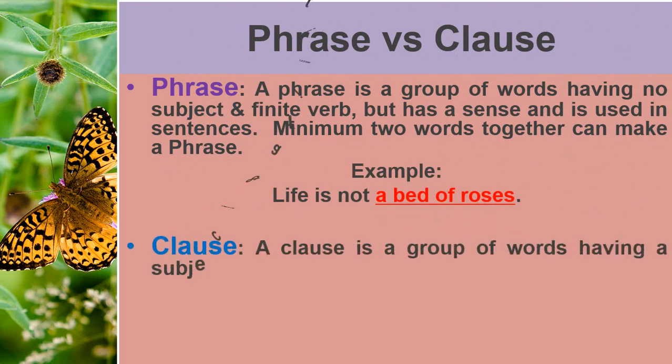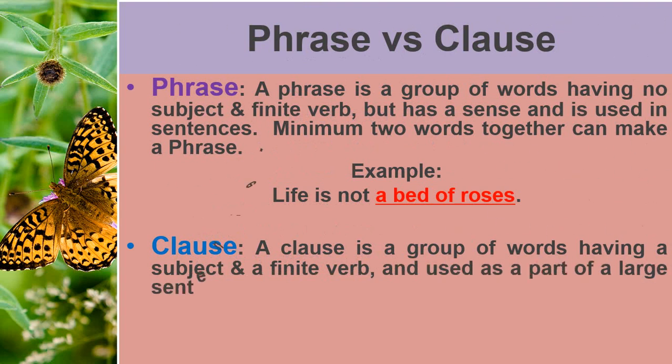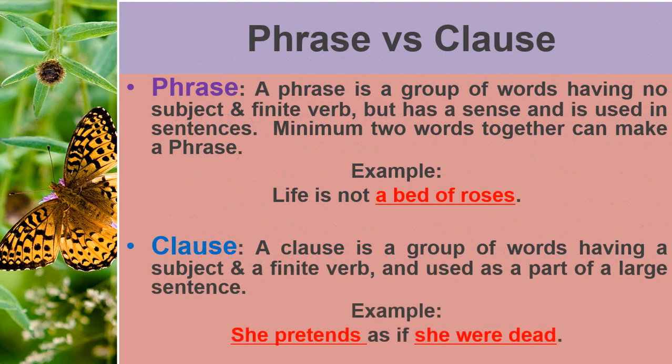Clause. A clause is a group of words having a subject and a finite verb and is used as a part of a large sentence. Example, she pretends as if she were dead. Here we find two clauses. One is she pretends, another she were dead, joined by conjunction.